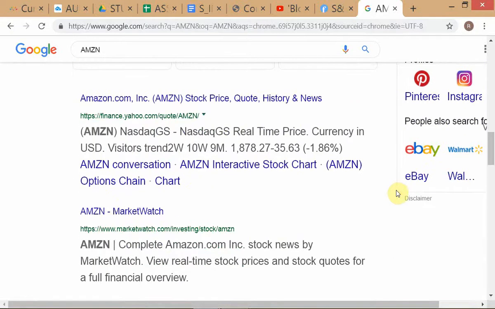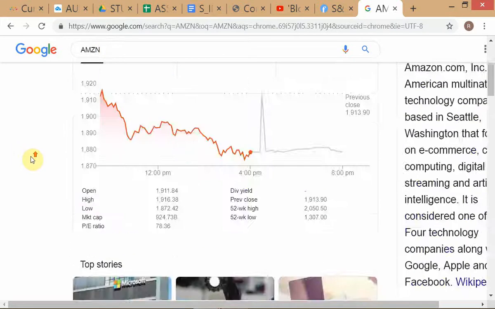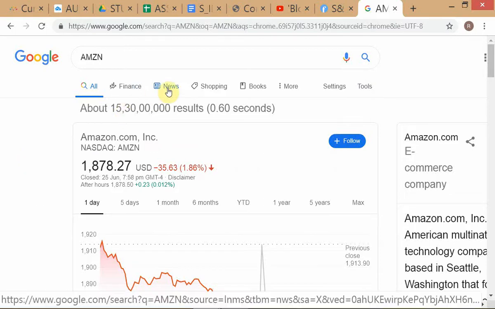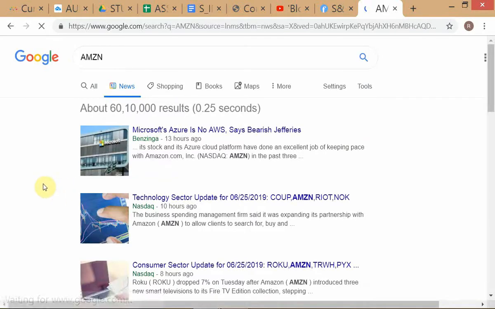You can actually go anywhere and get news, but what you should do is this. Now I've got a query for Amazon. One of the options is news, so I just click on news. All right, now you get all the news on Amazon. This is what it means to track a company.